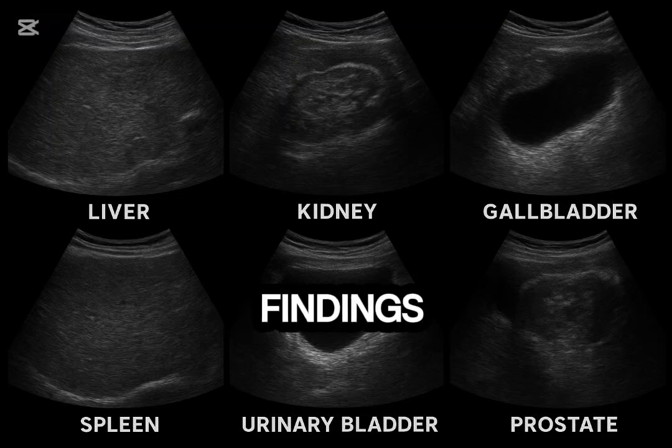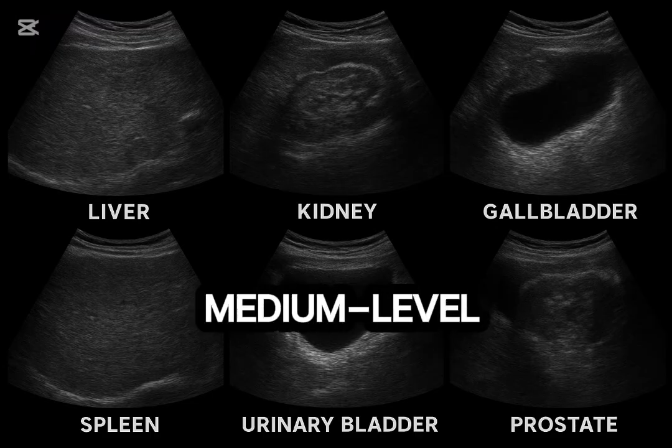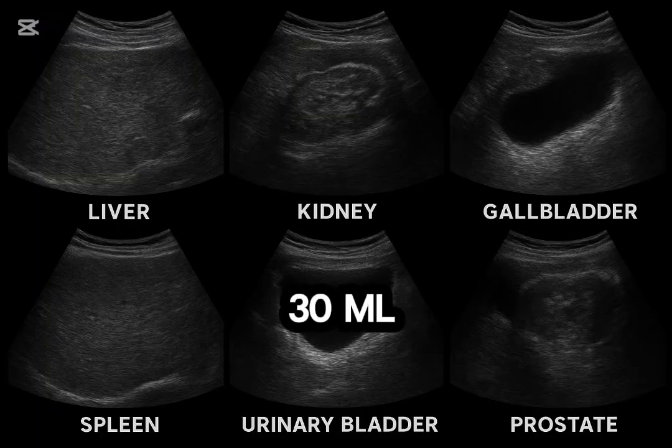Prostate ultrasound findings. The prostate is evaluated transabdominally with a filled bladder. Normally, it appears as a homogeneous gland with medium-level echogenicity, located inferior to the bladder. The normal volume is less than 30 milliliters.